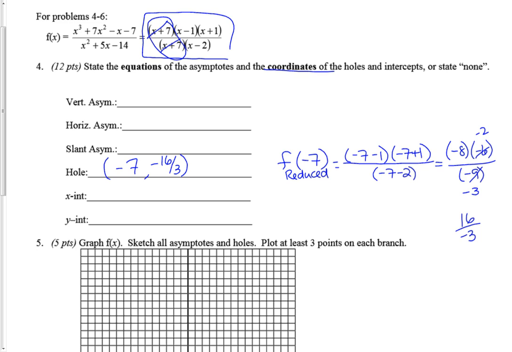And we need to look at what other factors we have left on the bottom that didn't reduce out. I've got an x minus 2. That's going to create a vertical asymptote at x equals 2 because I'm not allowed to divide by 0. In terms of finding the horizontal or the slant asymptotes, I want to go back to my original function. As I plug in huge numbers for x, the top is going to win out on this, and it's going to keep getting bigger and bigger and bigger. So it's not going to have a horizontal asymptote, it's going to have a slant asymptote. To find the equation of the slant asymptote, I need to divide this function.